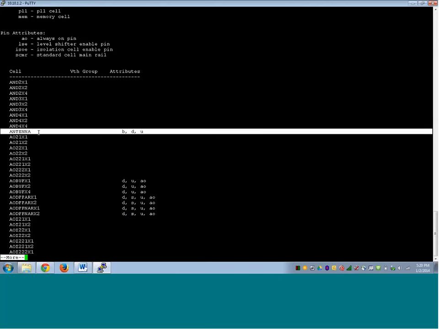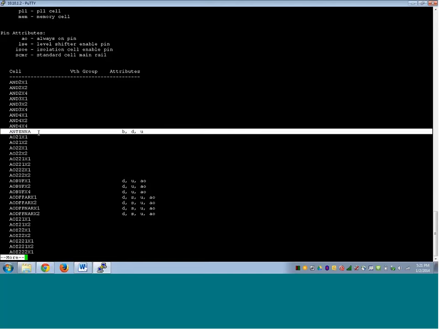This means that antenna is some kind of special cell. B, black box, means DC does not know the functionality of it. Why? Because there is no function attribute defined. You could go back to the library, open the text lib file, and see for yourself what an antenna is. There will not be any function attribute. Antenna cells are very special cells which do not have any functionality, but which are used to correct some problems in the layout.